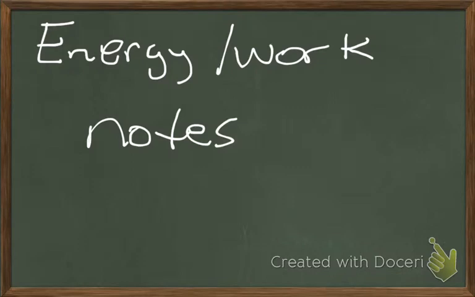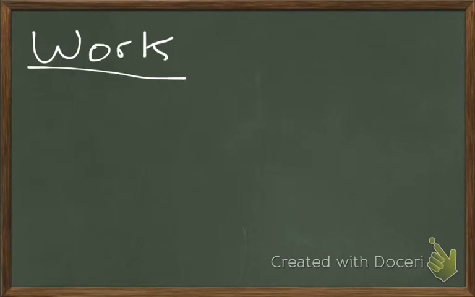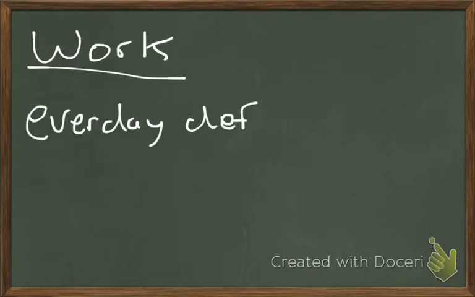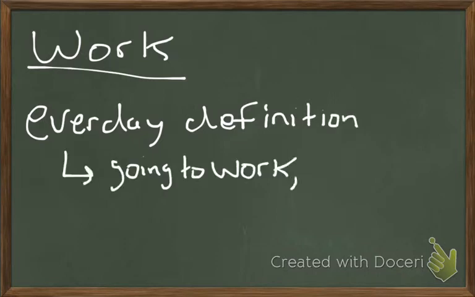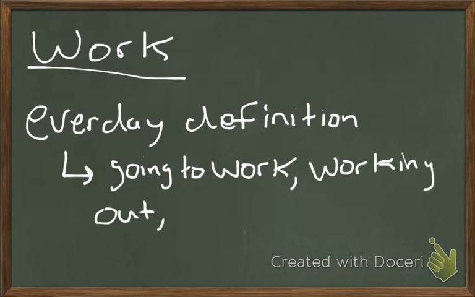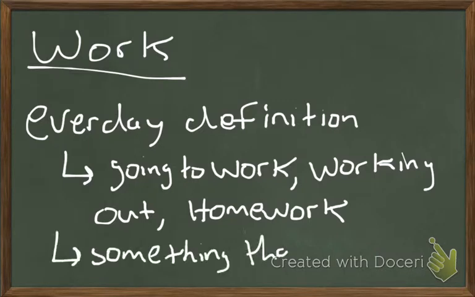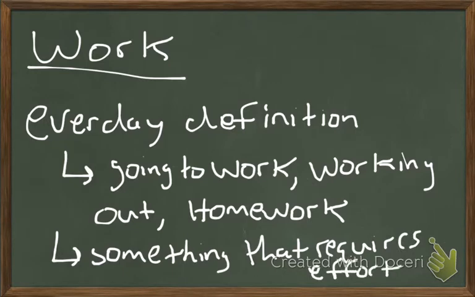Now, I'm going to go through what these things are, how they're related to physics, how we can calculate things, and define some basic facts. So let's start with the word work. In everyday terms, work you would use in sentences like I'm going to work, or I'm going to be working out at the gym, or I have homework to do. And what it is implying is that it takes some effort. So work is something that requires some effort. This is our everyday use of the word work.